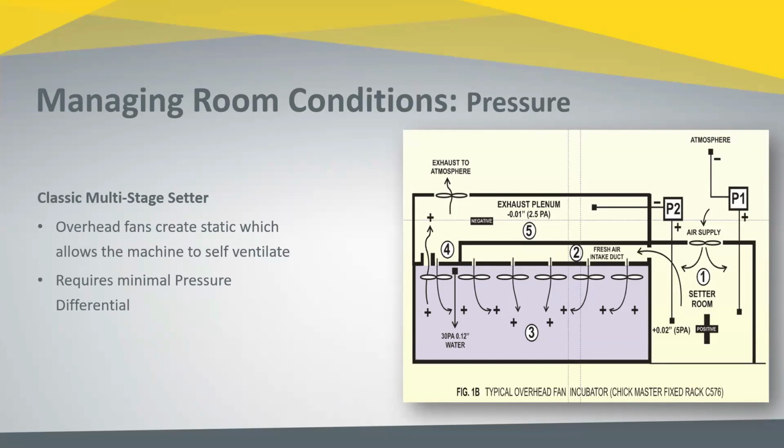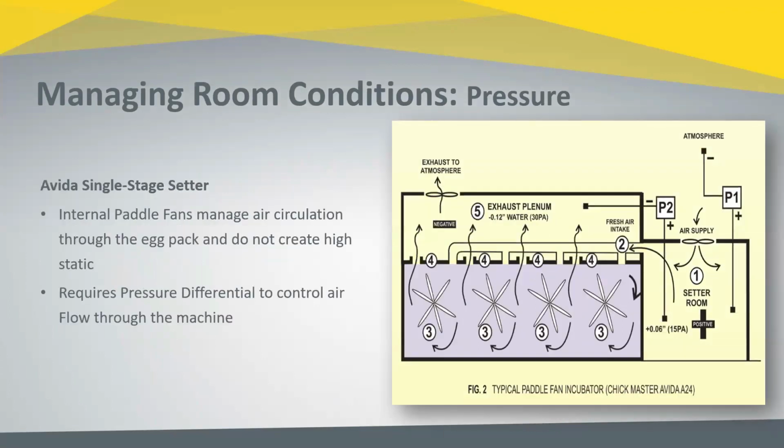When we take this a step farther and we look at an Avita single stage incubator, we recognize that the internal paddle fans manage air circulation through the egg pack, but they do not create a high static. So when we look back at our figure, we recognize there's very little pressure at all between 0.2 and 3, simply because of the positioning of the fans and the job that the fan is designed to do. So therefore, it does require a pressure differential to control airflow through the machine.